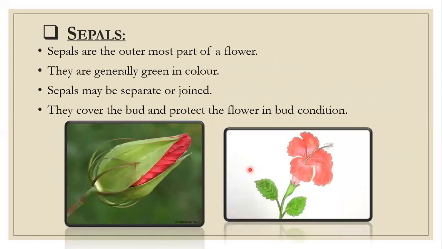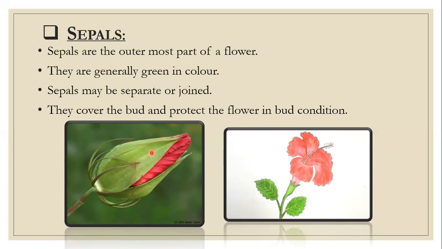Okay. First, sepals. Sepals are the outermost part of the flower. And generally they are green in color. See, this green colored, leaf-like part is the sepal. Not the smaller thread-like parts; they are the epicalyx. They are called epicalyx. We are talking about the sepals. Sepals are this leaf-like green colored part.